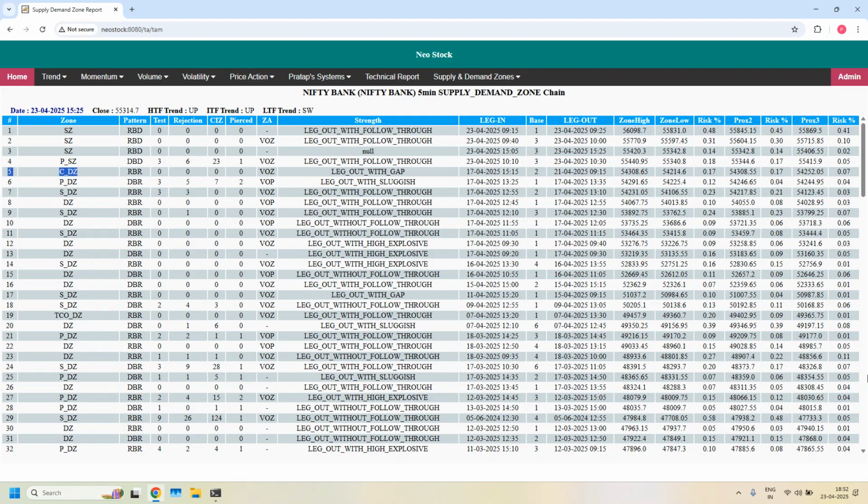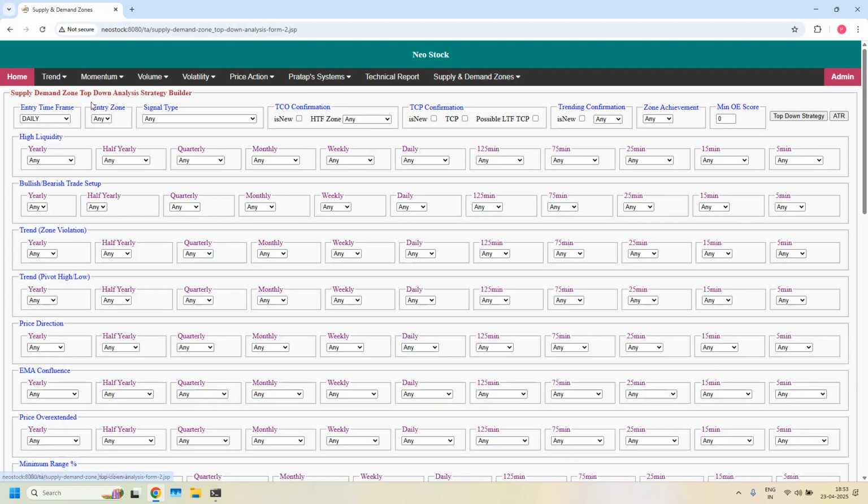So we have completed both Nifty and Bank Nifty supply demand zone chain. Next we will generate finding the stocks near demand and supply zones for different time frames. And for daily and above time frames, we will also generate price closed inside the demand and supply zones. And during this process, we will also identify daily and 75 minutes high liquidity zones. Okay, now starting with yearly time frame.